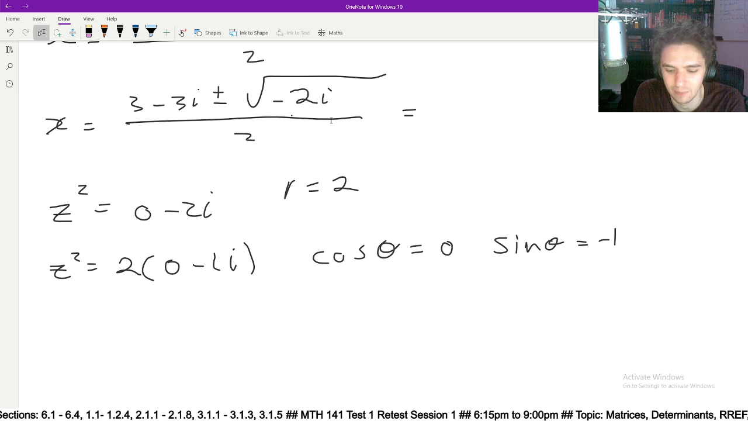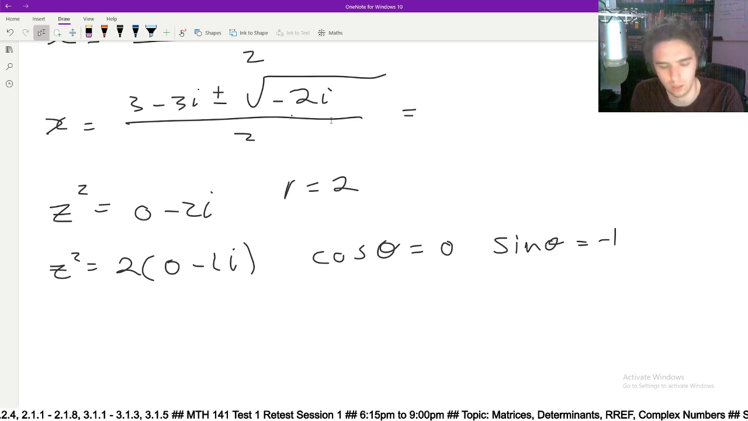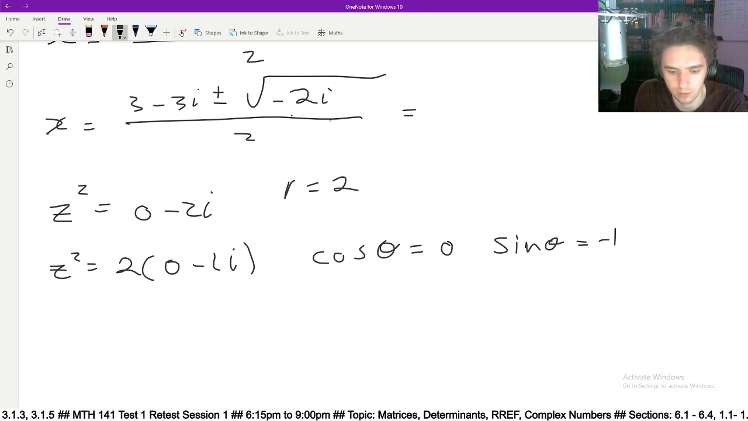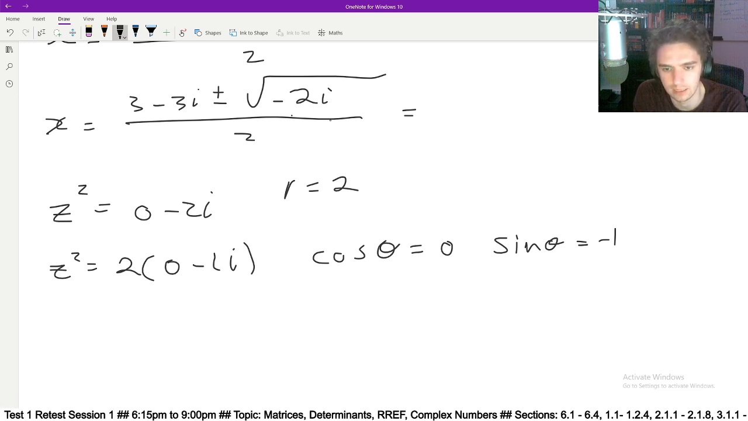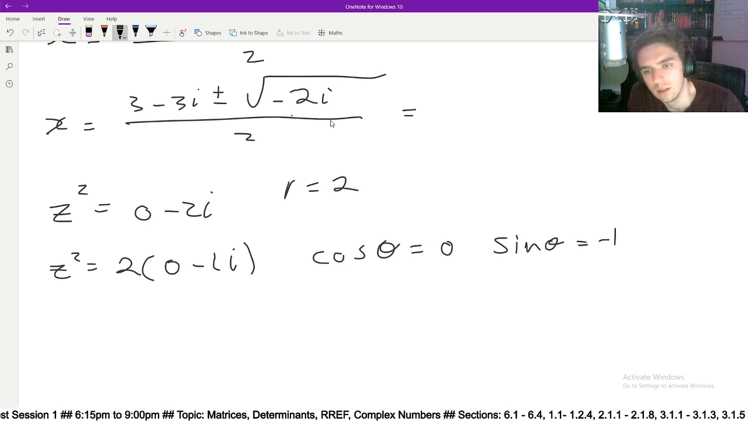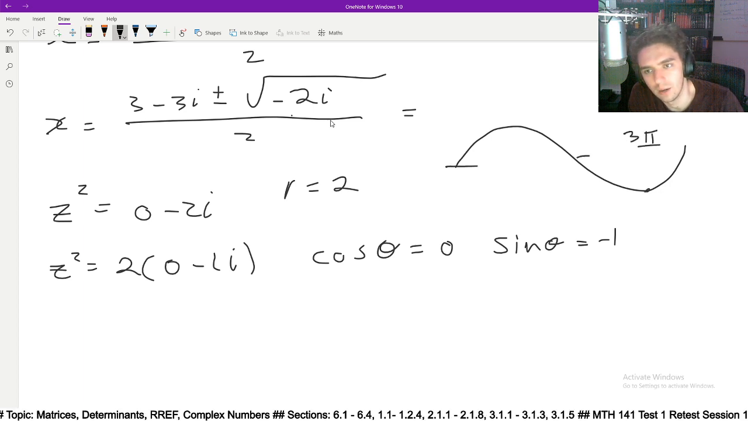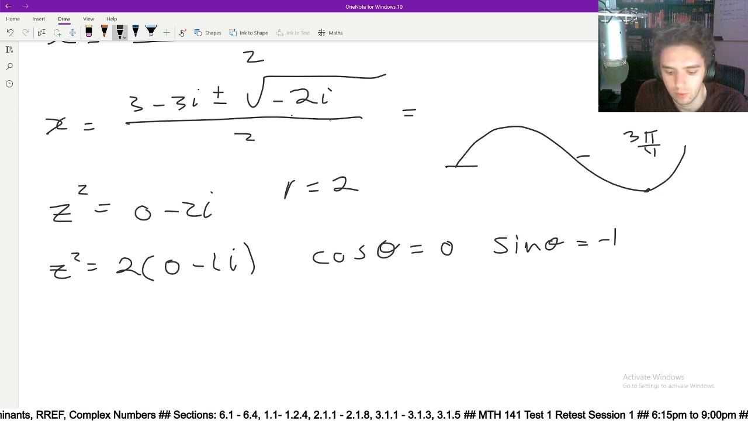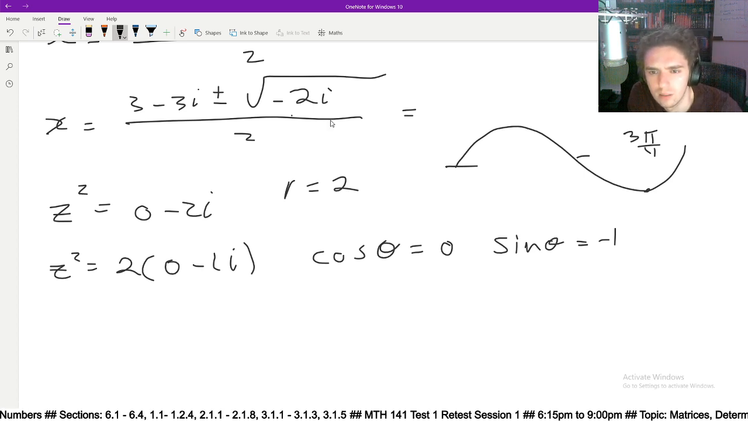Sine inverse of -1 is negative pi over 2. Not what I mean, because cos of negative pi over 2 is 0, but we don't really want that. Hold on. Where is sine theta equal to -1? Here at 3 pi over 4, right? Is cos of 3 pi over 4 equal to 0? No. What am I talking about? This goes like this.